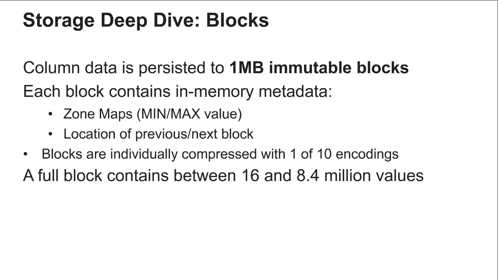These blocks can be compressed. We have 11 encodings now; we just released a new encoding type. You can set the encoding type for each column, so all of the blocks for that particular column will be encoded with that type. And then we can store up to 8.4 million values into a single block. I think that's if you were storing Booleans, for example.